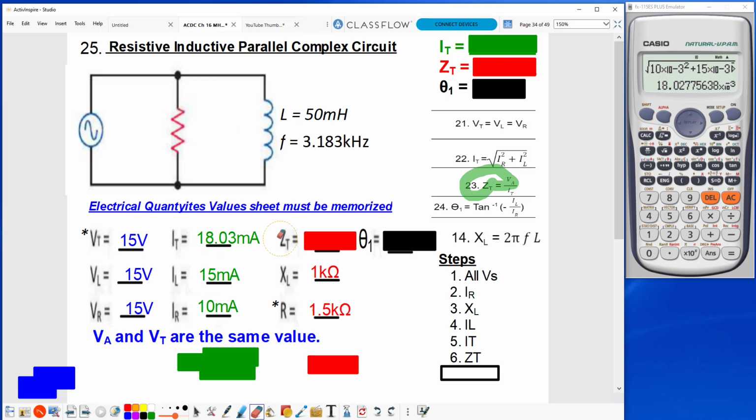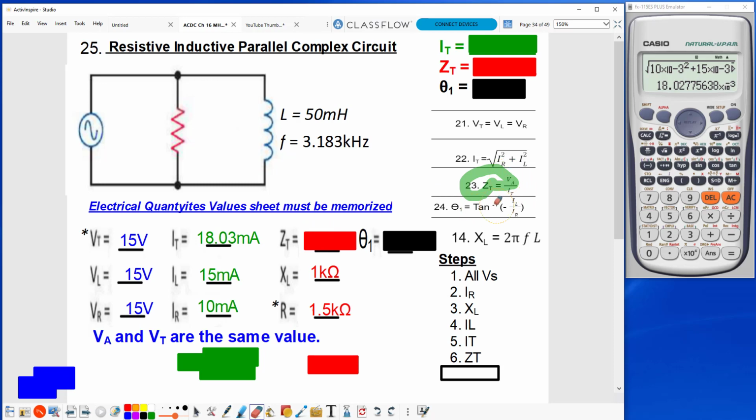So right here we have three different types of opposition to current flow. We have resistance measured in ohms. We have inductive reactance measured in ohms. And we're fixing to calculate impedance, which is also measured in ohms. So they're all oppositions to current flow. Therefore, they're all measured in ohms. But they are three different types of opposition to current flow. You have impedance, you have inductive reactance, and you have resistance. So, what is the value of ZT?